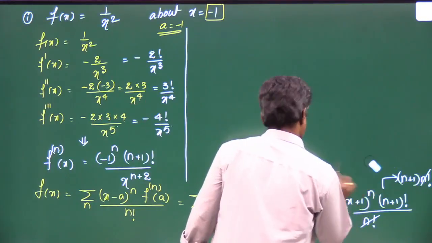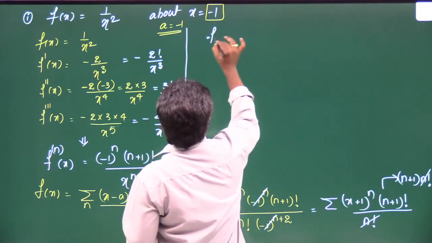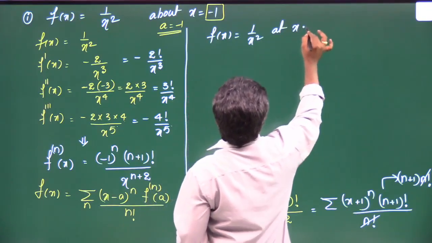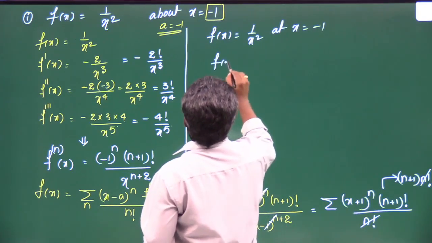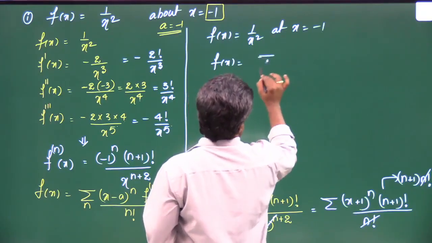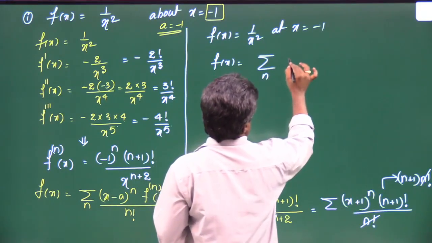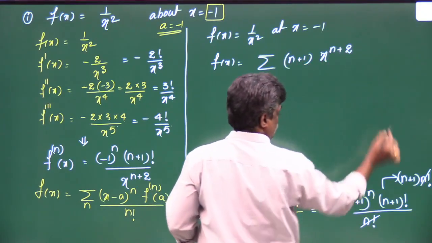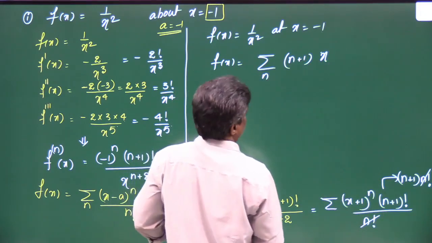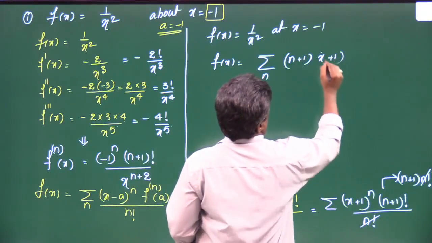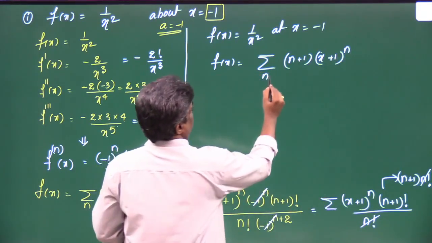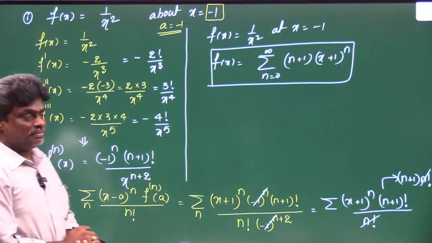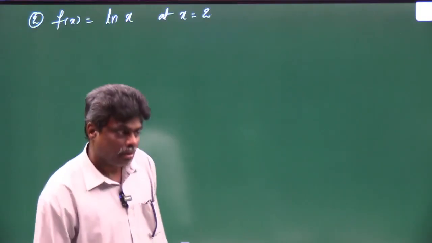So I will write here, that is f of x = 1/x² at x = -1. The expansion is given by f of x equal to the summation over n of (n+1) into (x+1) to the power n, n equal to 0 to infinity. This will be the answer. Right.